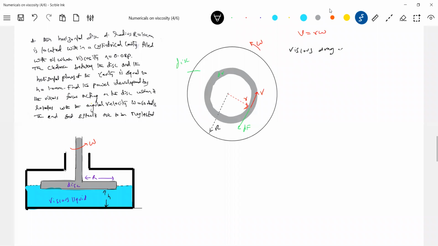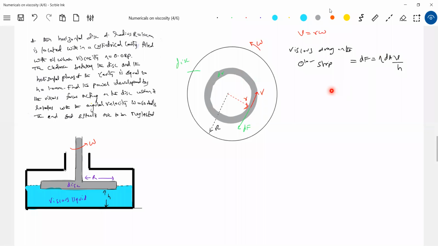Viscous drag on the circular strip, how much should it be? dF equals eta dA into v by h. Try to follow this. Sir, where is h? h is this one, no? You take any part of the strip, at what distance will it be from the bottom reference? At a distance h. What is v? Tangential velocity, because it's rotating, all points will have the same speed. What is dA? Area of the strip.